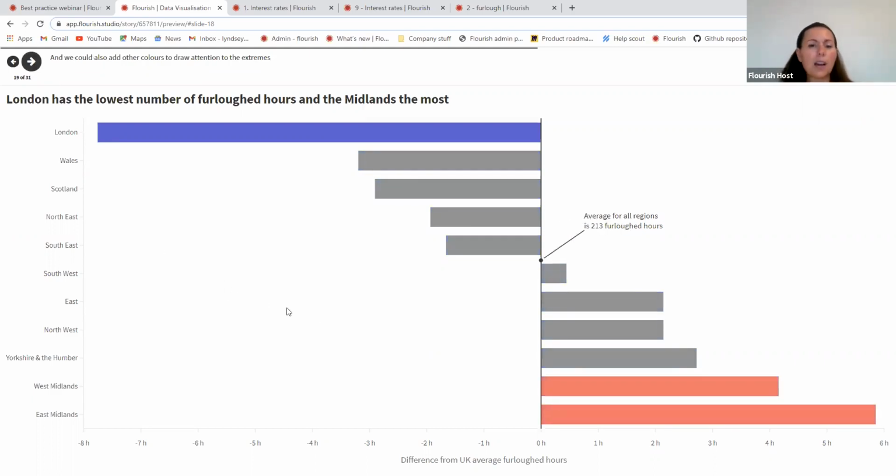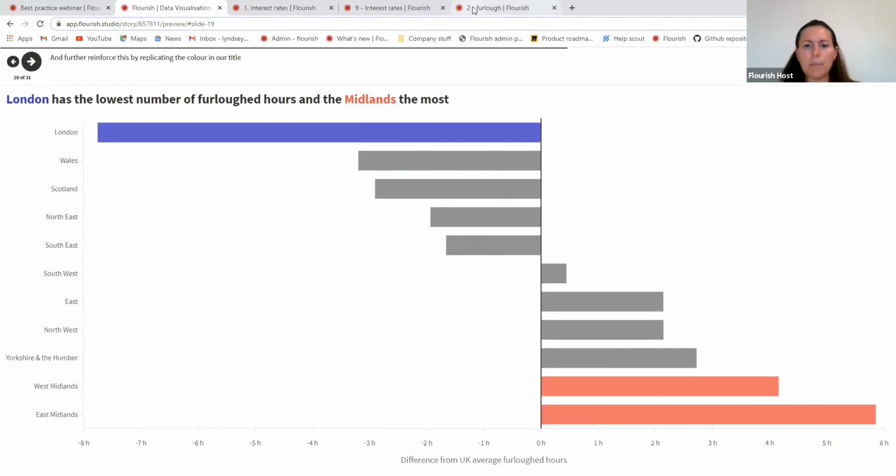Again, use of color. I mean, you don't need to use color for this, but you could use color to draw out your extremes, to focus the attention on the bars that you want people to look at. And again, using coloring in your title to just draw your title into your chart and get people to associate the color to a certain thing.